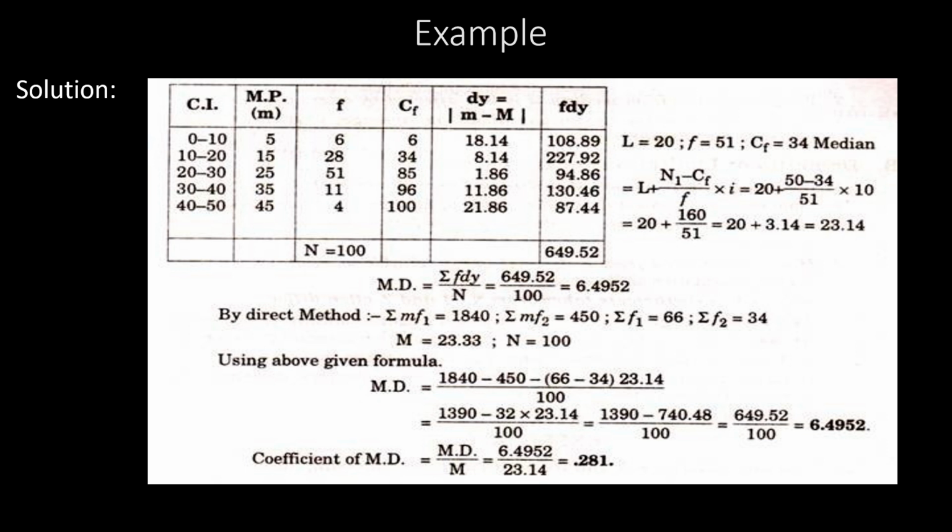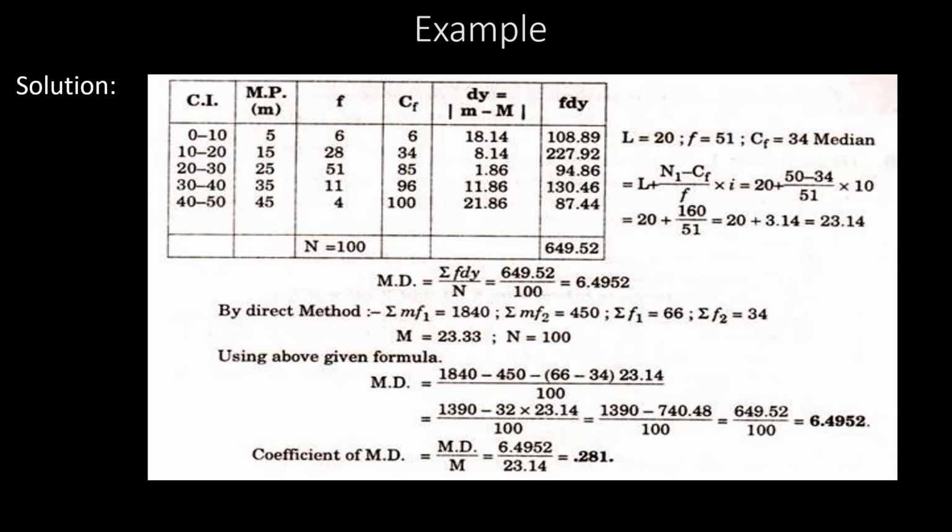So that 50 you have to observe in the cumulative frequency column. If an equal value is there, then the corresponding row will be the median class. If an equal value does not exist, then the just greater value in the cumulative frequency column we have to observe, and the corresponding row will be the median class. Here 50 is not there in the cumulative frequency, and the just greater value we can observe is 85.